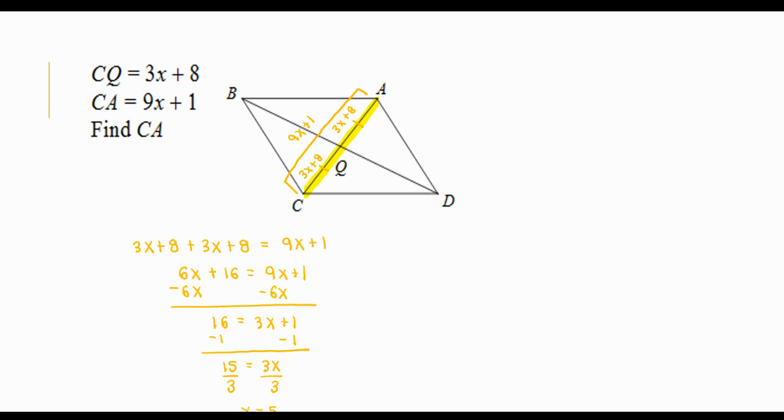That's not my final answer. They're asking for us to find the length of CA. Well, CA is given to us as 9x plus 1. So 9 times 5 plus 1 is going to give me my answer. 9 times 5 is 45. Add 1, you get a length of 46.